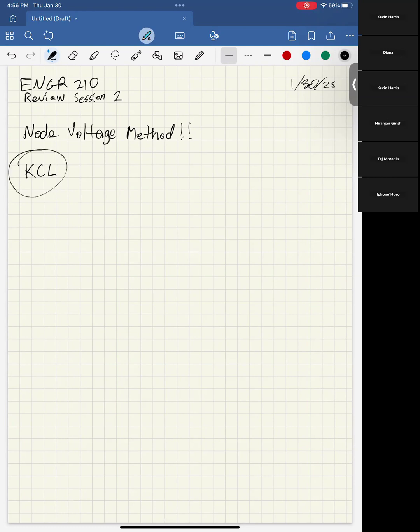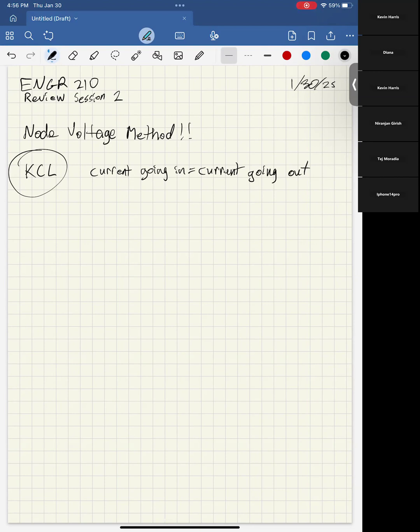But anyway, we're using KCL, which if you remember is current going in equals current going out. And we will see why this is useful in a second. So the core problem solving method of everything you're going to learn in this class is write some equations that relate things to each other until you have enough equations to solve for all the variables you have.